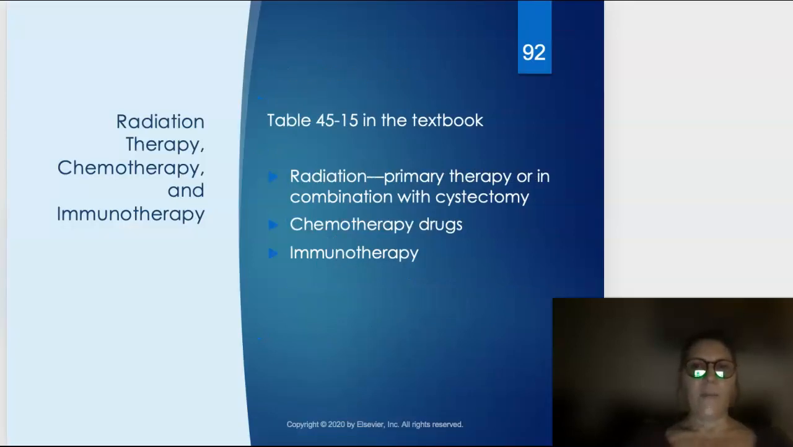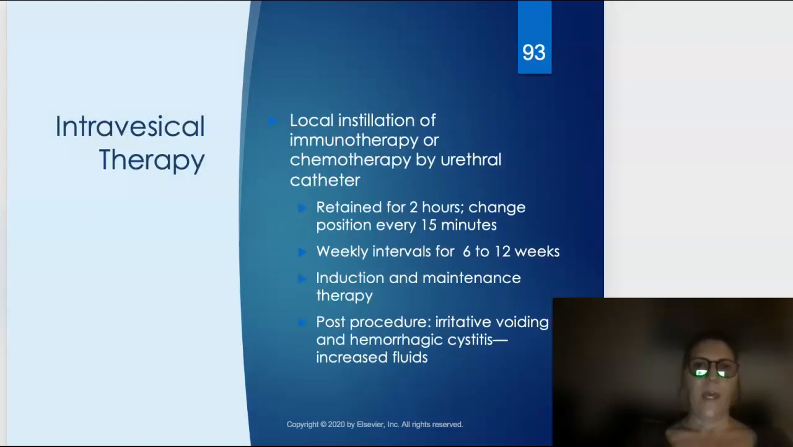For radiation therapy, primary therapy, or in combination with cystectomy, they're going to have chemo and immunotherapy. Intravesical therapy is a local instillation of immunotherapy or chemotherapy by urethral catheter. So that's where, instead of putting the chemotherapy in your vein in an IV, they put it in the catheter right into your bladder. They retain it for 2 hours, and then they change the position every 15 minutes.